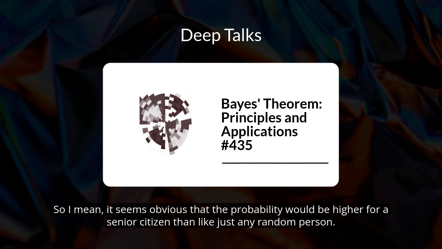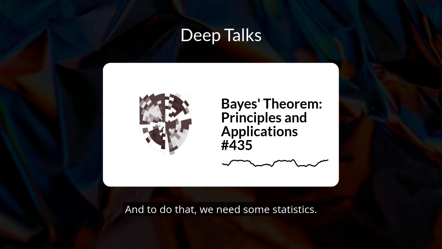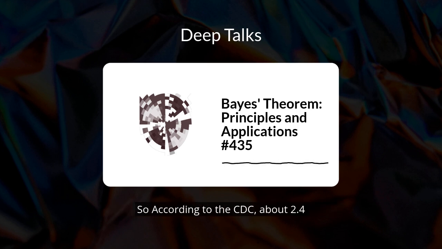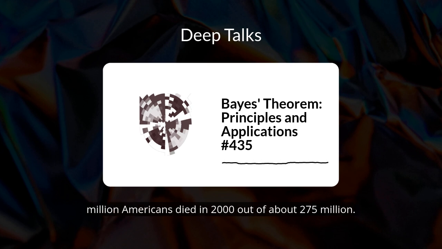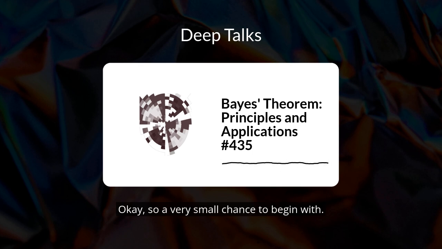Yeah. Okay, so it seems obvious that the probability would be higher for a senior citizen than for just any random person. But now we can actually calculate that difference. Exactly. And to do that, we need some statistics. According to the CDC, about 2.4 million Americans died in 2000 out of about 275 million. So the prior probability of J. Doe dying, that P(H), is roughly 0.00873. Okay, so a very small chance to begin with.